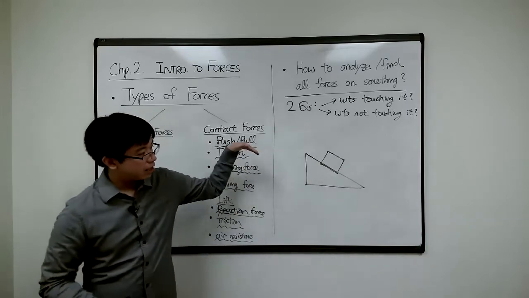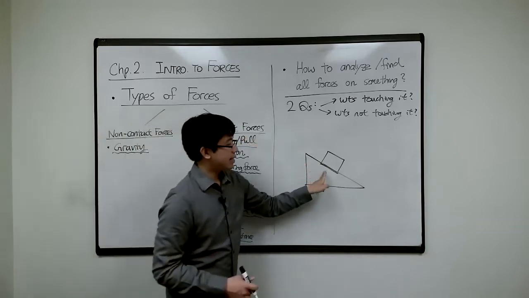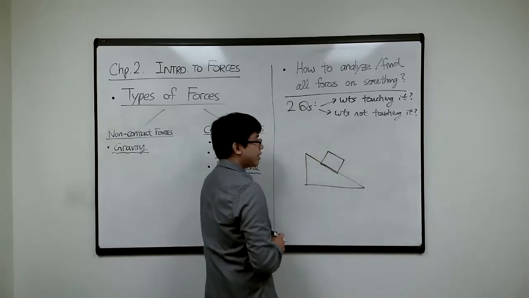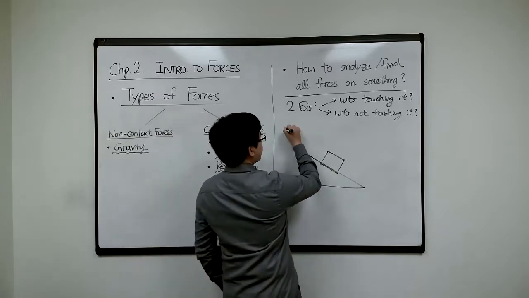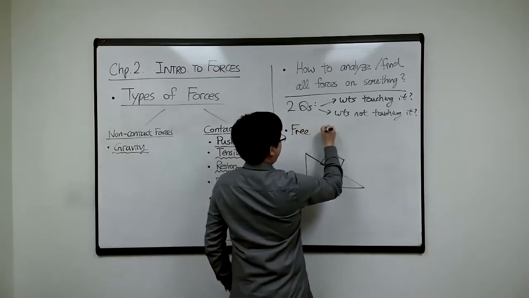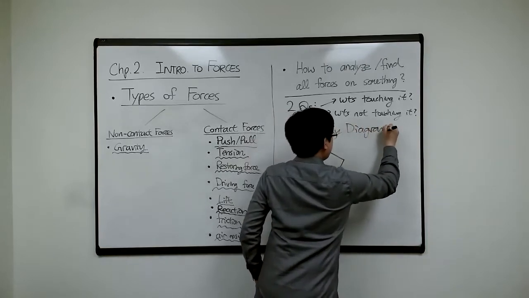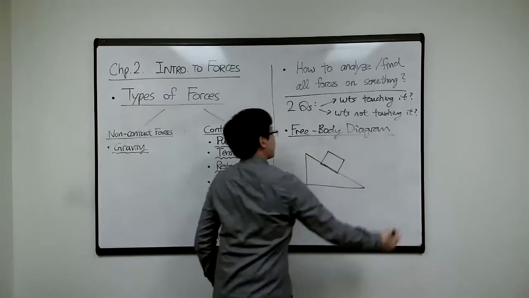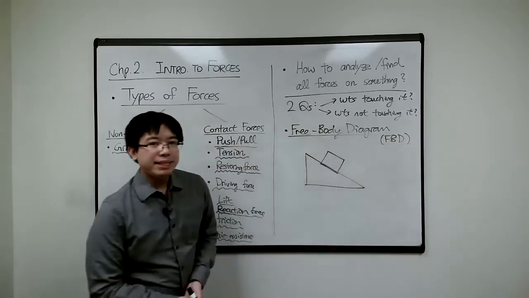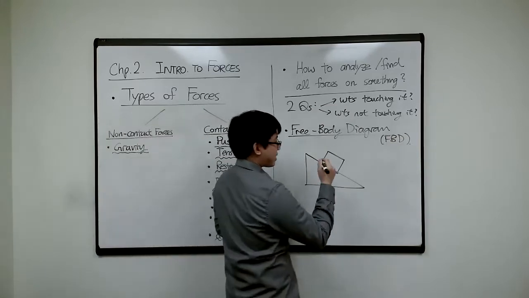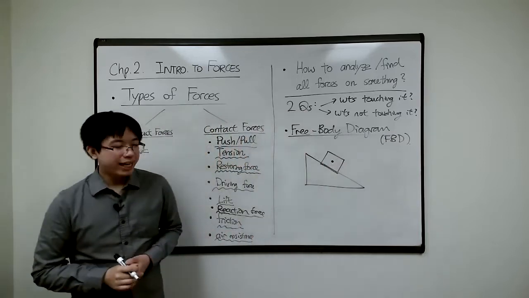So if the block is on the slope like this, then the slope will create a force that is normal to it. Now, what we're going to do is draw it in a very specific way. We're going to draw what's called a free body diagram, FBD for short. What that means is we will draw the forces as an arrow from the center of mass of the object that we're interested in.